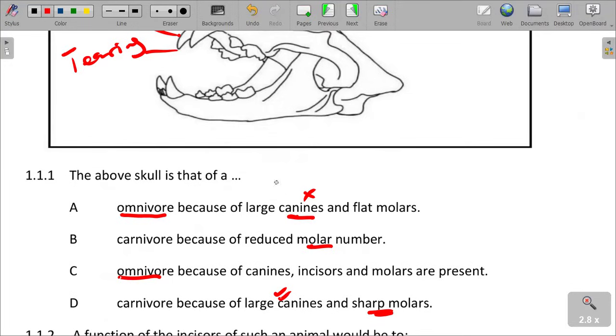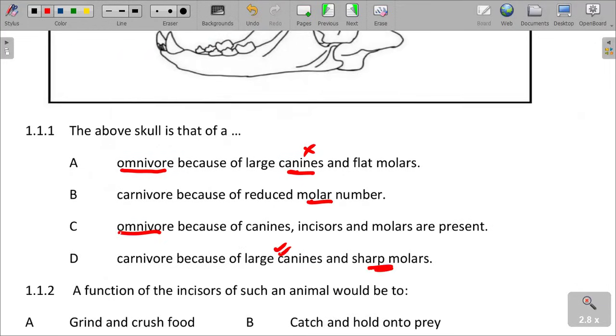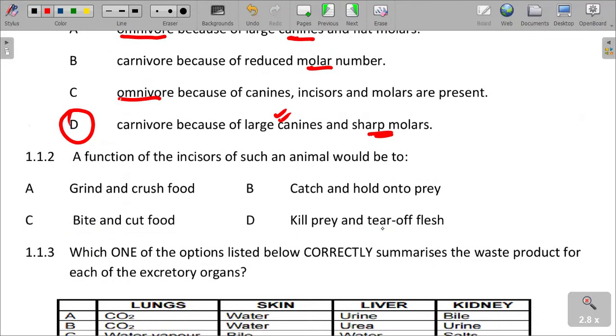It has the canines that are for tearing and biting, which we can agree identify that the animal is a carnivore, which has large canines and sharp molars. The function of the incisors of such an animal is to bite and cut food, which is option C. They are there to bite and cut food.